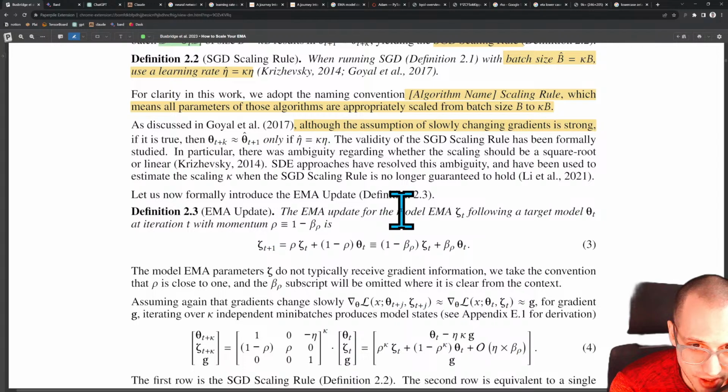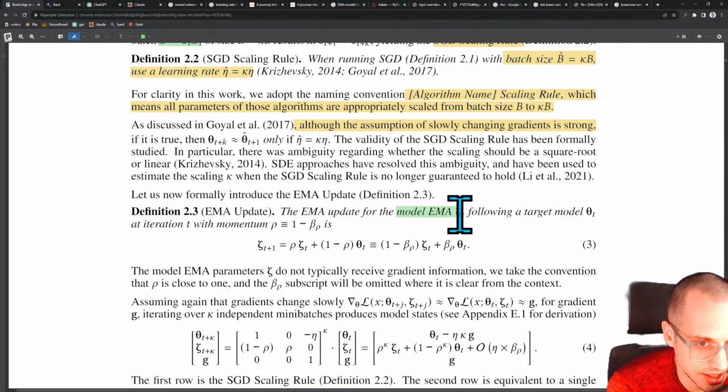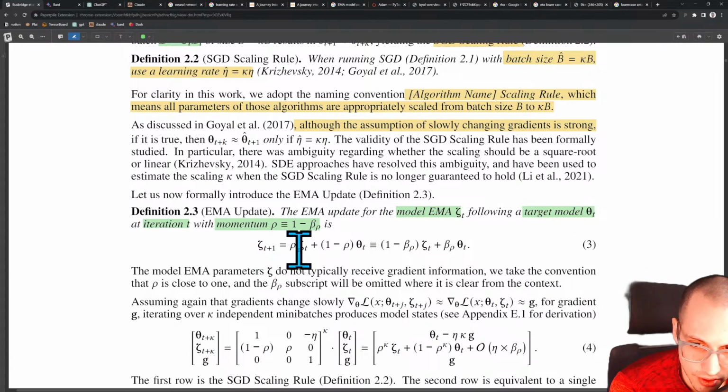So the EMA update for the model EMA, which they're calling Zeta T here, and Theta T is the model parameters. Eta T is the model parameters exponential moving average. So target model theta. So anytime you see this Eta T, just think of it as basically the average of these Theta T's. At iteration T with momentum rho equals 1 minus beta rho. Okay, so eta at t plus 1 is eta t times some momentum term plus 1 minus the momentum term times theta t. So this is the exponential average, right?